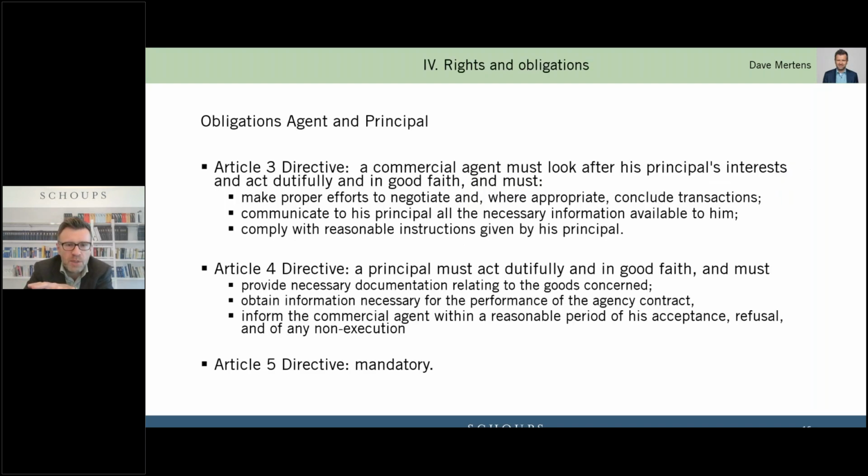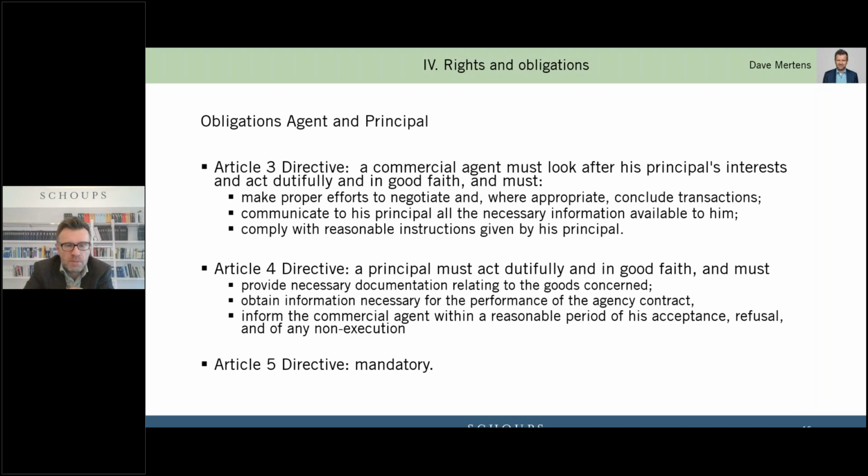Rights and obligations. Here again, the directive does not go into immense detail. What you read on the slide is quite general, and I sincerely hope that doesn't shock you. It's a good faith variation on that theme. Both the agent and the principal have to act in good faith, make proper efforts to negotiate and conclude transactions. So make an effort, not simply rest on his heels or her laurels, and provide information that is necessary for either the principal or the agent to make the collaboration work as it should work, to put it in those terms. Not quite how the directive puts it, but more or less the idea.